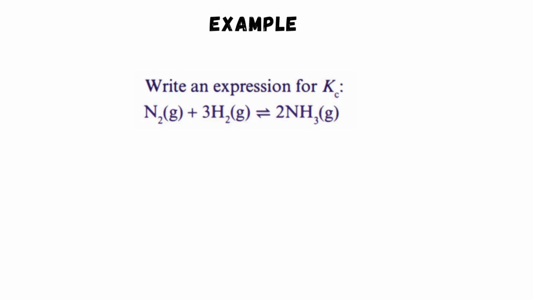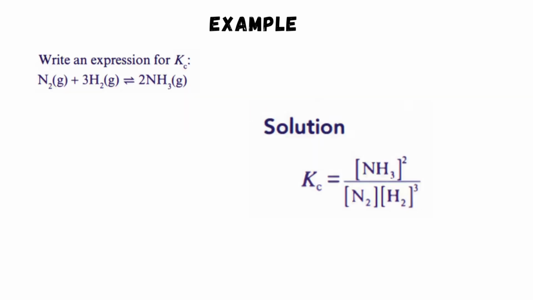Example, write an expression for Kc for the following reaction. N2 plus 3H2 gives 2NH3. Kc is given as concentration of NH3 raised to 2 over concentration of N2 times concentration of H2 raised to 3.